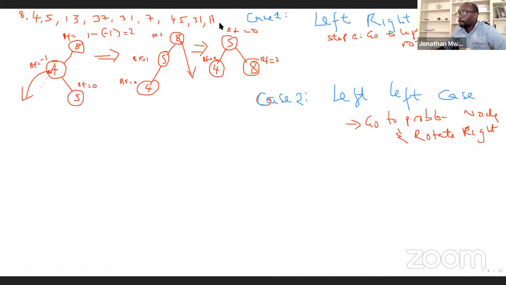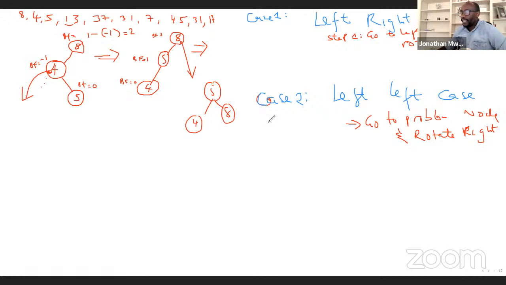Let's go on. So now 13 comes. 13 will stick it here. I want to transfer this tree to the other side. Sorry about this because there's no space there and I don't want to delete these things. So we have 5 now. We have 4. We have 8. And 37 comes. That 37 goes in here.